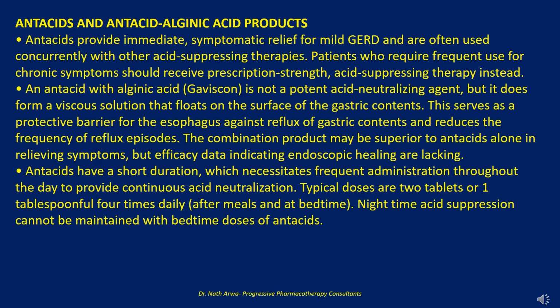Next we will look at antacids and antacid alginic acid products. 1. Antacids provide immediate, symptomatic relief for mild gastroesophageal reflux disease and are often used concurrently with other acid-suppressing therapies. Patients who require frequent use for chronic symptoms should receive prescription-strength, acid-suppressing therapy instead.